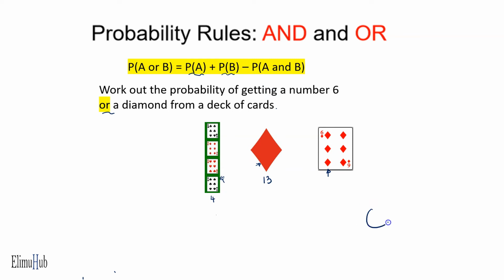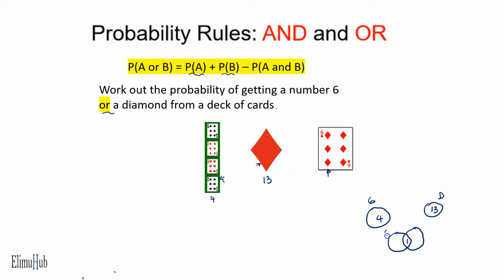So we've got number 6, and we've got here diamonds. So there is 4, and we've got here 13. Now if we want to show that there is an intersection, what card will go in the middle? Well, it's the 6 of diamonds. There's only one of them. Okay, so that goes up there.